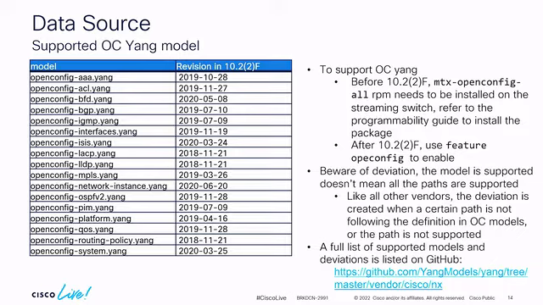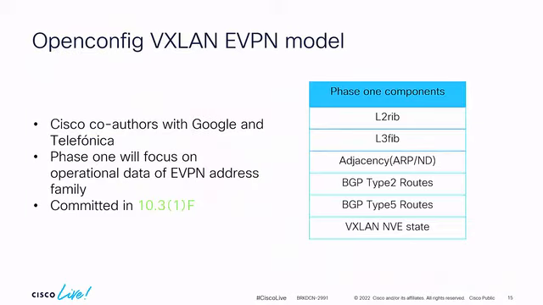Okay, and how do you find which version we support? On NX-OS, we publish the version of the OpenConfig models on GitHub for each release. So you can always go to GitHub to find out what model is supported on your running version. Okay, makes sense?